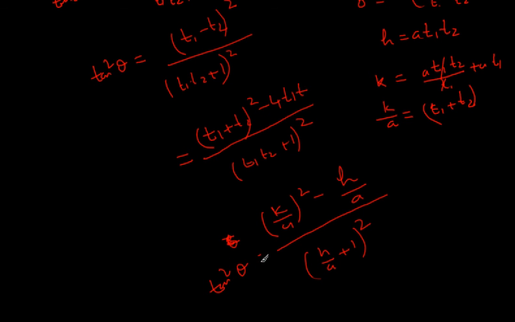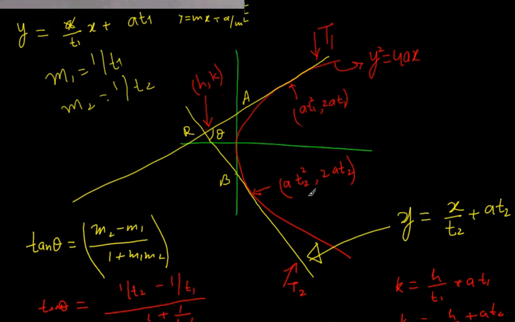All things are constant: theta is constant, and a is constant because your parabola is fixed. Then you have a relation between h and k. You just replace k with y and h with x, and you will get the locus of the intersection point of these two tangents. Hope you understood this first problem.